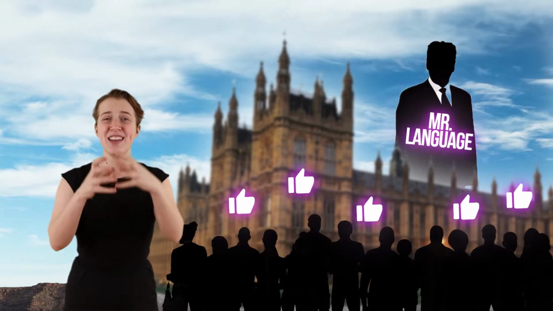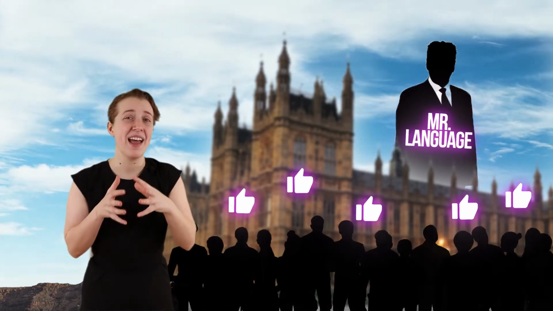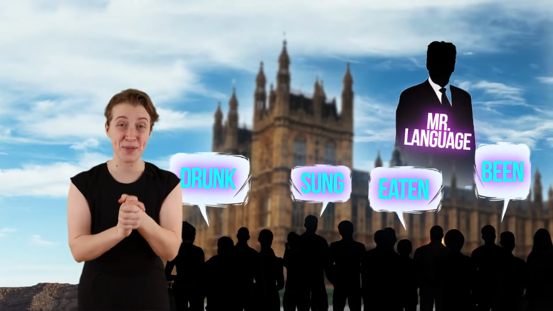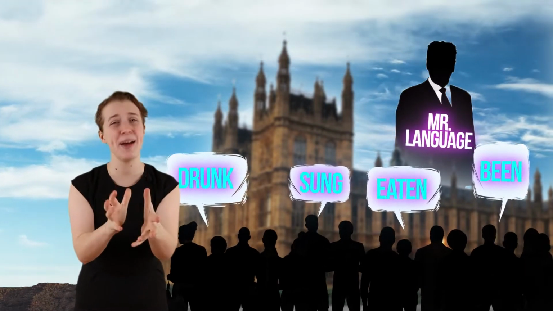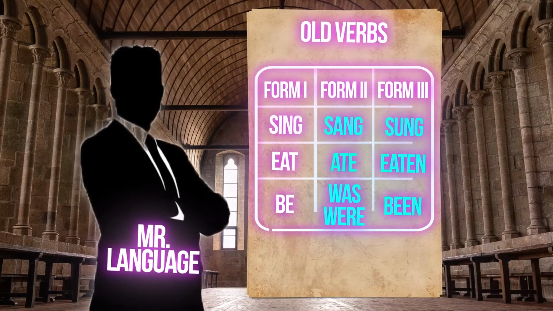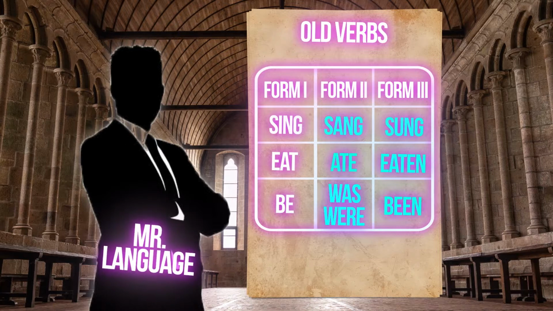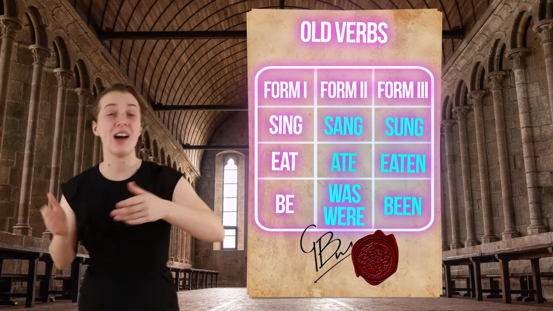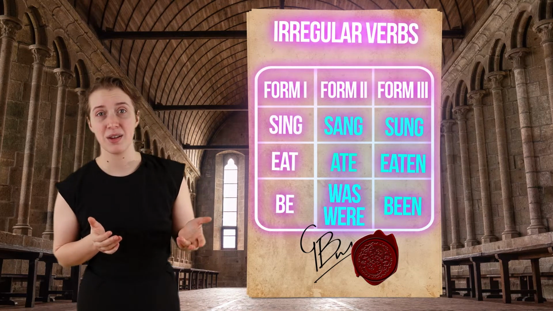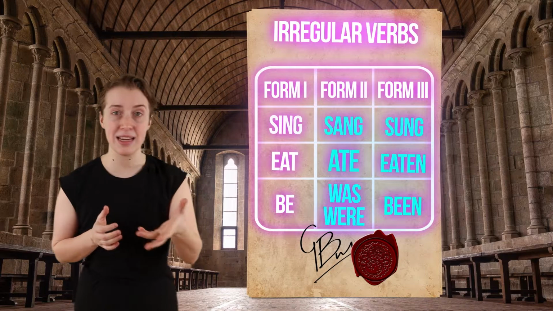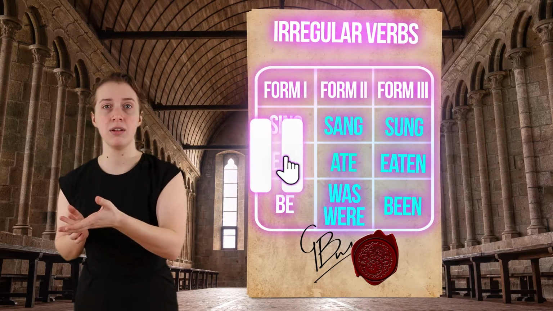And then the people came and they said, well, Mr. Language, well done. It's a great system for new verbs. We really like it. It's great. But we have all these old verbs and we really love them. Please, can we keep them, please? Just some of them. Mr. Language looked at the old verbs and said, all right, you can keep some of them. And that's how we got irregular verbs, like sing, sang, sung, or eat, ate, eaten.